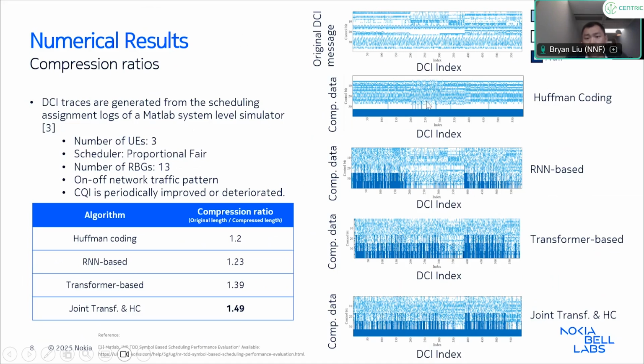Huffman coding, again, can achieve fair performance, but not as good as the transformer-based or other deep learning-based methods. This table here shows the compression ratio, where we can also see that the deep learning-based or transformer-based method achieves better performance, a better compression ratio, than Huffman coding, the conventional method.